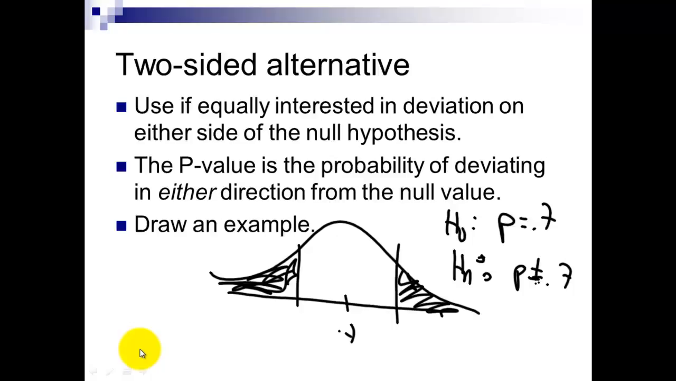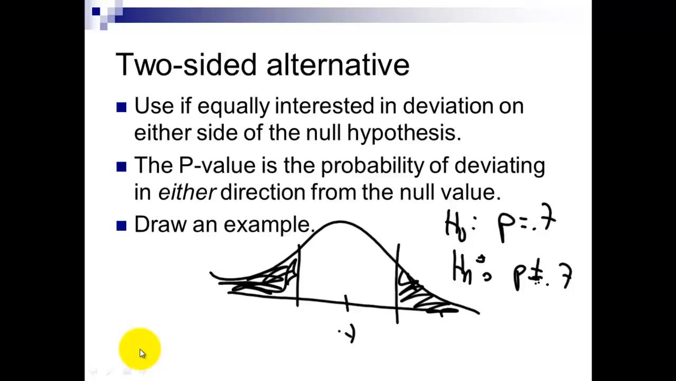So I'm looking for the probability of getting my test statistic result or something more extreme than that in the direction of the alternative hypothesis. And if the alternative hypothesis just says not equal to, then we have to look this way, in both directions.